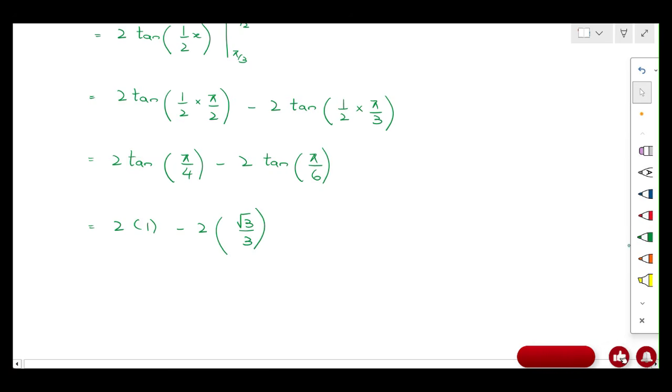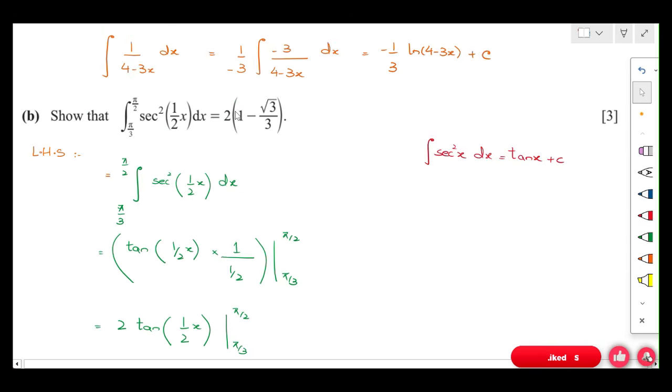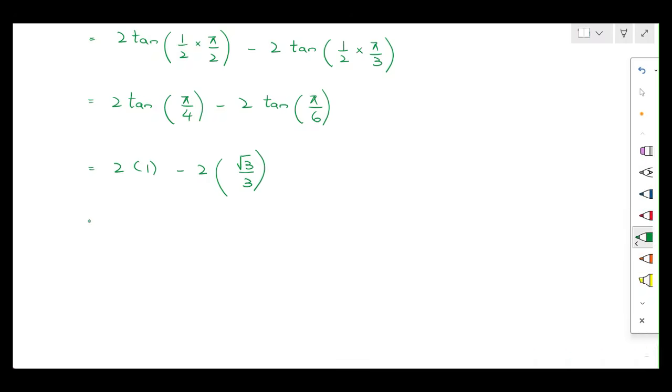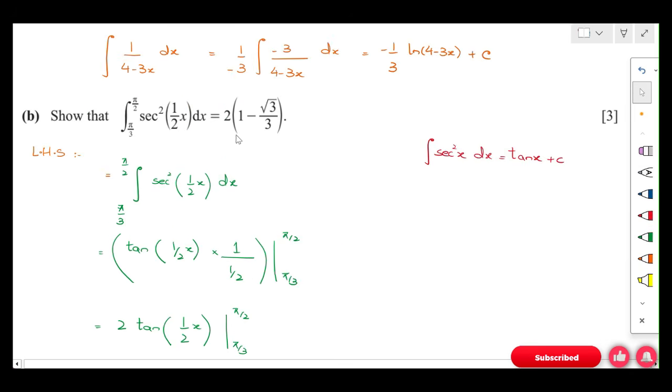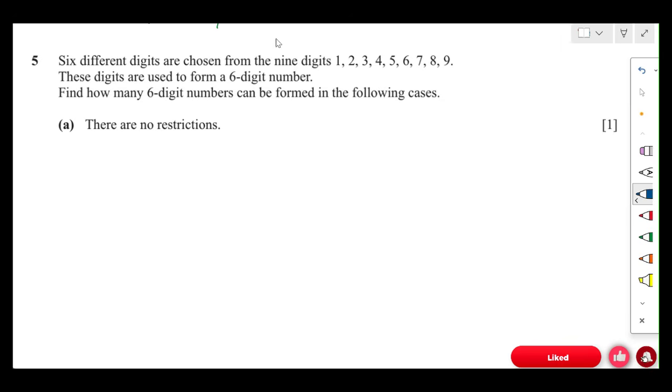So how do we have to convert it into form? 2 is outside, take 2 common, and we have 1 minus root 3 divided by 3. This is my right hand side. It is proved that this integral is 2 into 1 minus root 3 over 3.